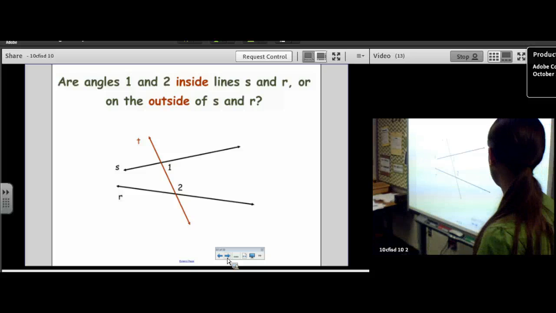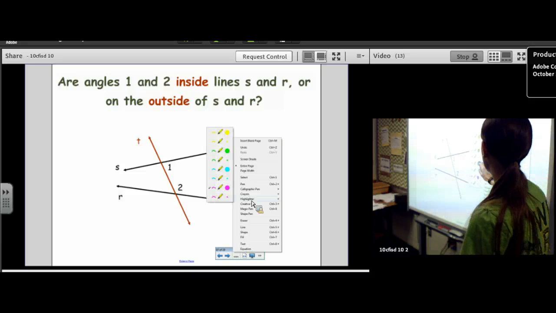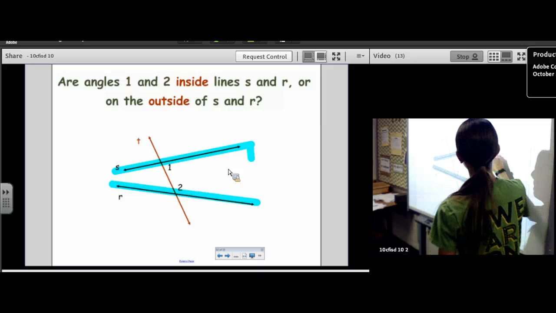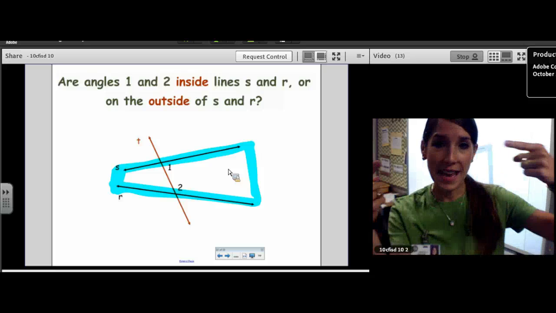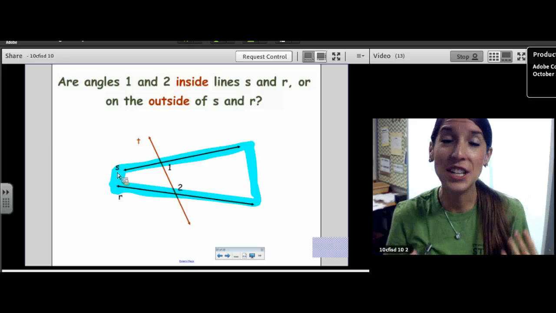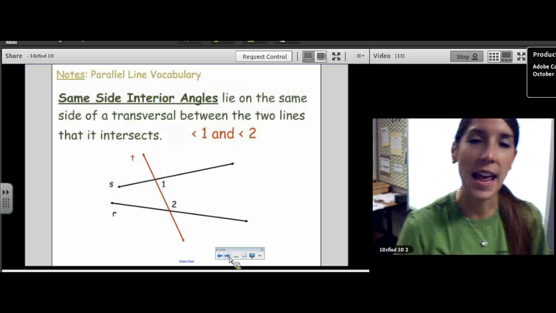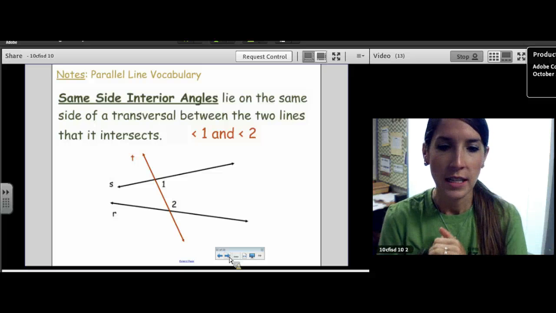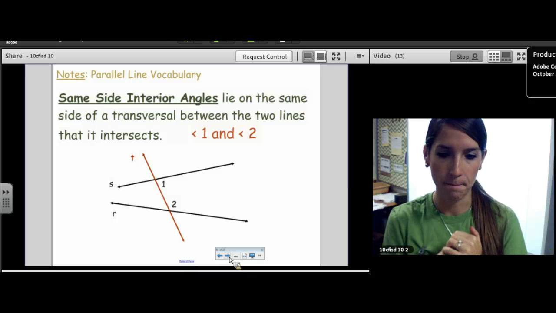Are angles 1 and 2 inside or outside of lines R and S? So here's lines R and S. Pretend like I were to connect them and make like a house, like that. Would angles 1 and 2 be inside or outside of the house? Inside. So we just named those angles. The name of those angles is same side interior angles. So write it down. Same side interior angles is their official name.